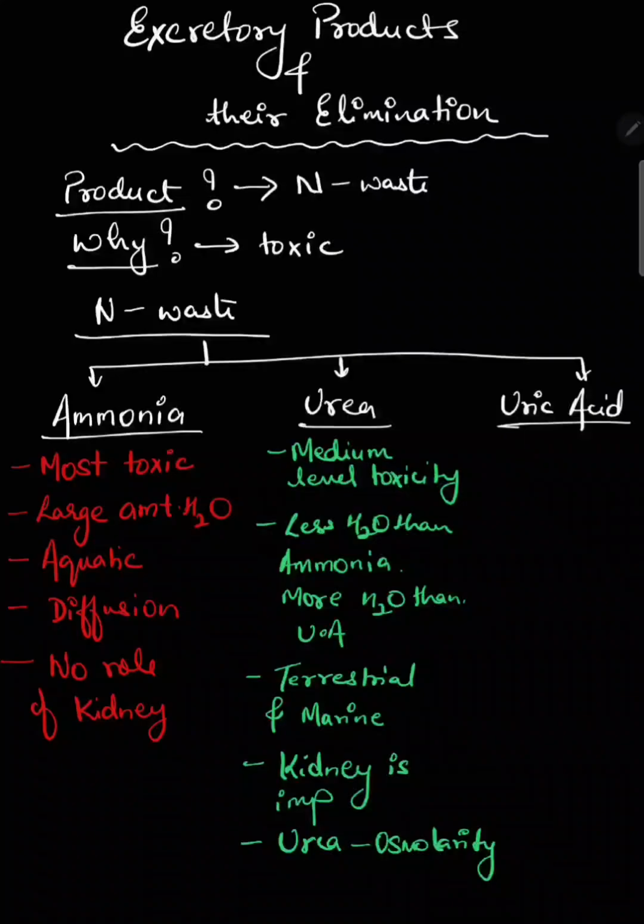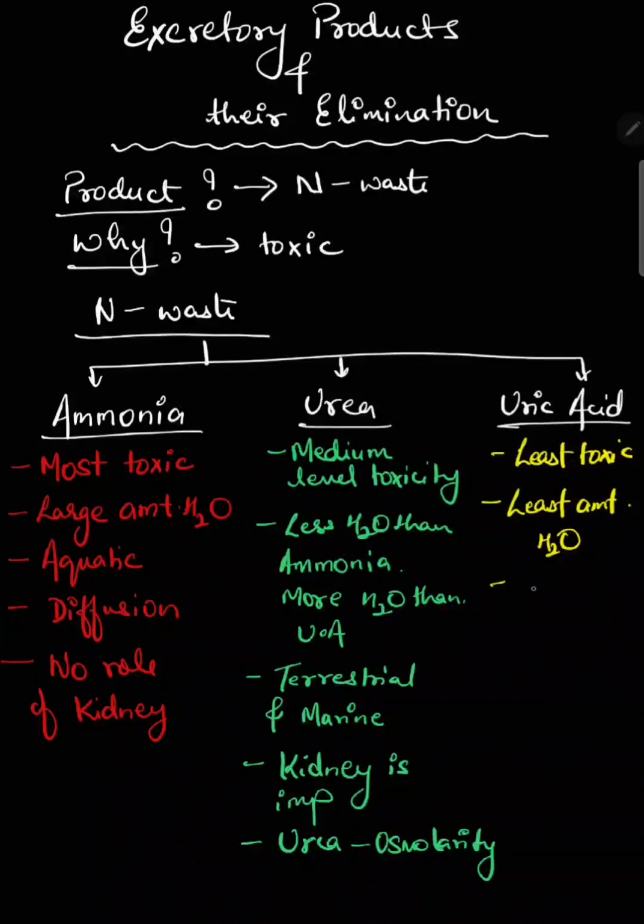Now urea is the least toxic and it will require the least amount of water for excretion. So can you imagine some organisms which do not have accessibility of large amounts of water, which cannot get water as per their needs? They will search for water in some areas. If they get it, they will take it. If they don't, they have to search for miles and miles.